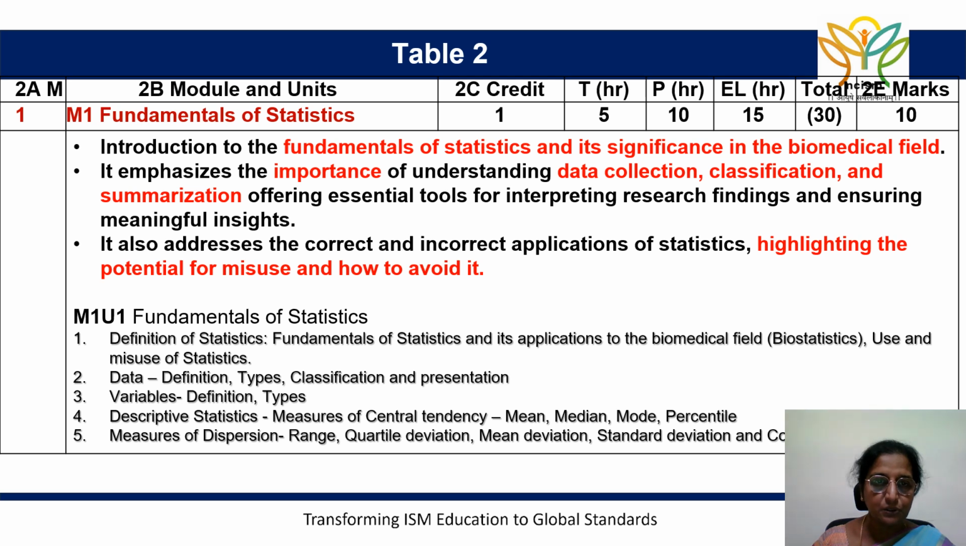At the end of this module, the student must be able to understand the fundamentals of statistics and its significance in the biomedical field. The student must also understand the importance of data collection, classification, and summarization. Finally, you must be able to address correct and incorrect applications of statistics, highlighting the potential for misuse and how to avoid it.